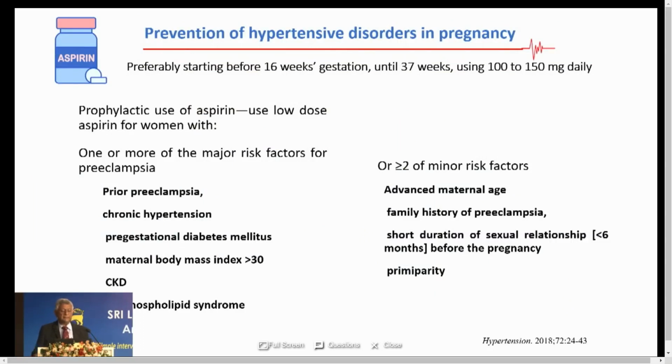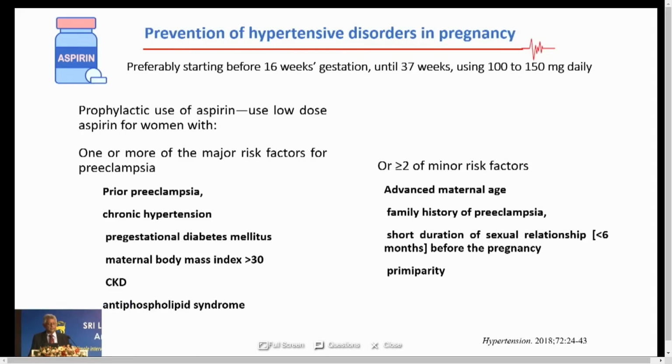For the prevention of hypertensive disorders in pregnancy, aspirin constitutes one of the most important treatments. Who are the mothers who should be prescribed aspirin? For the prophylactic use of aspirin, use low dose aspirin for women with one or more of the major risk factors, that is prior preeclampsia, chronic hypertension, pregestational diabetes mellitus, maternal BMI more than 30, chronic kidney disease, or antiphospholipid syndrome. There are minor risk factors like advanced maternal age, family history of preeclampsia, short duration of sexual relationship before the pregnancy, and prematurity.